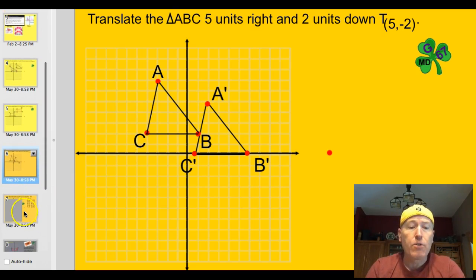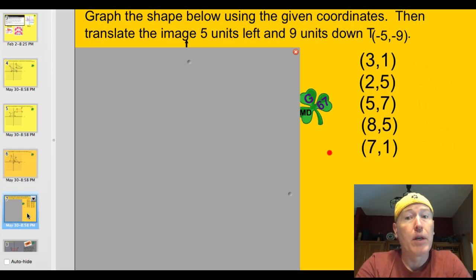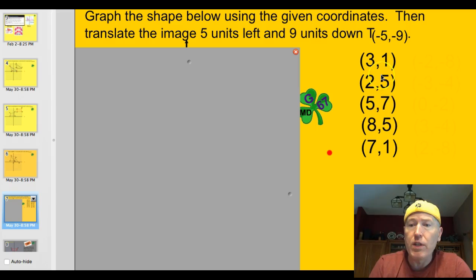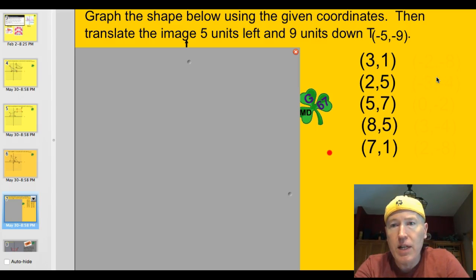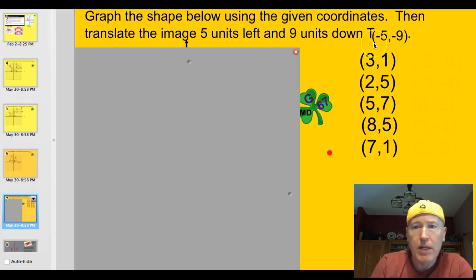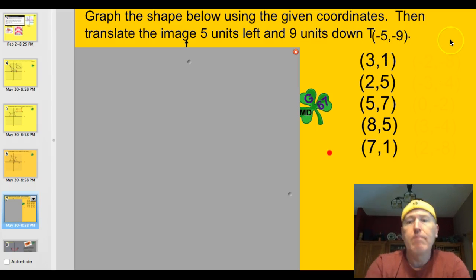All right, let's try another one. A little more complicated. This is kind of a combination of your graphing skills and your translation skills. Graph the shape below using the given coordinates right here. Then translate the image 5 units to the left and 9 units down. -5, -9. Go ahead.